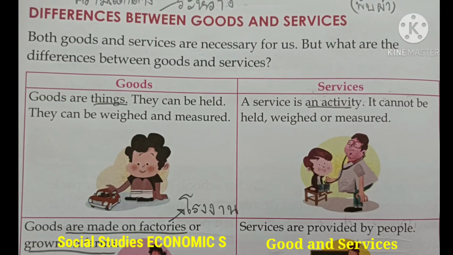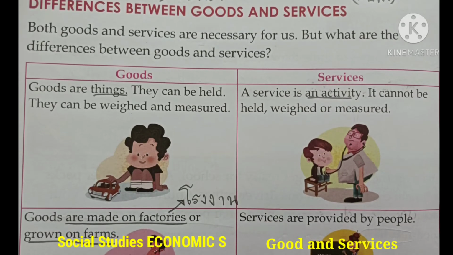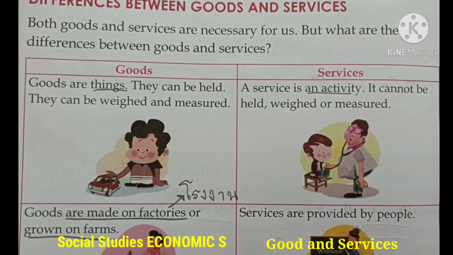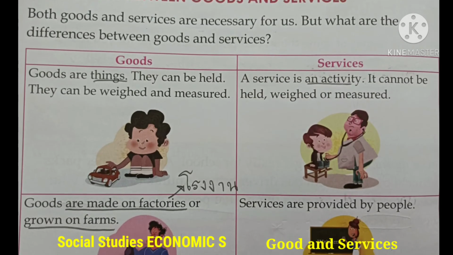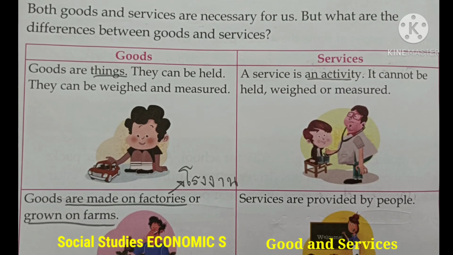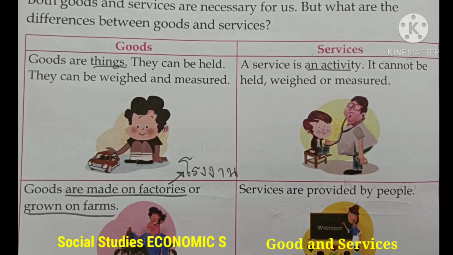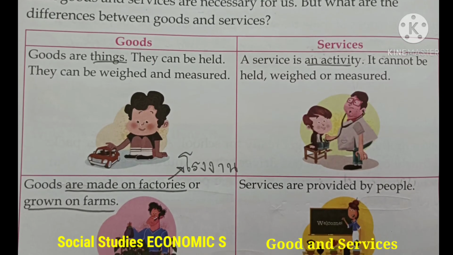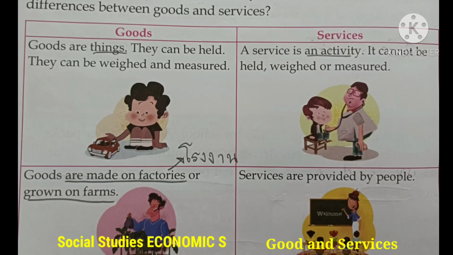Difference between goods and services. Both goods and services are necessary for us. But what are the differences between goods and services? Goods. Goods are things. They can be held. They can be weighed and measured. Goods are made in factories or grown on farms. Goods can be separated from the seller.